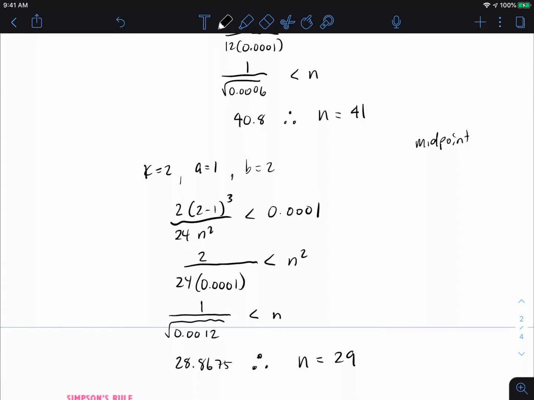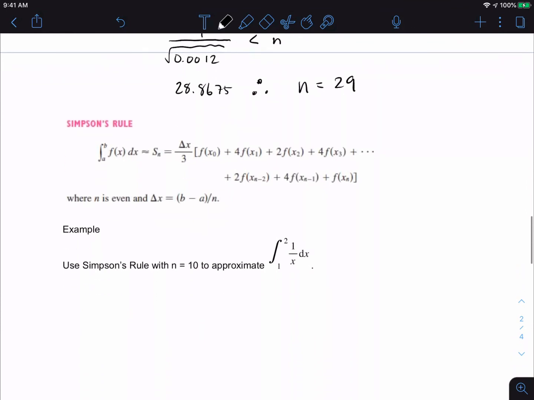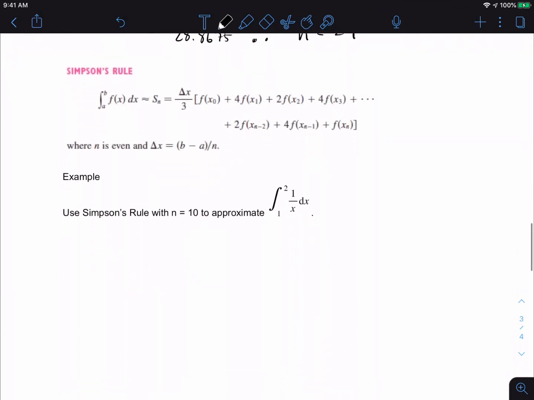Are there any questions on finding error for midpoint or trapezoidal rules? No. All right, good. All right, can I go on to the next thing? Yeah. All right. So now we're going to play with Simpson's Rule.